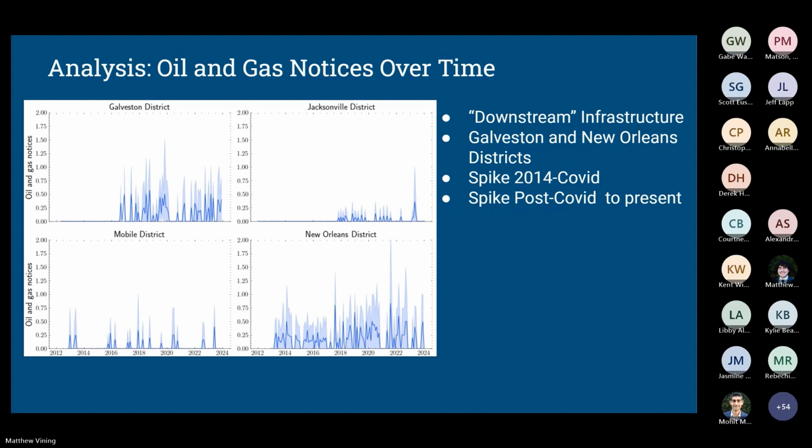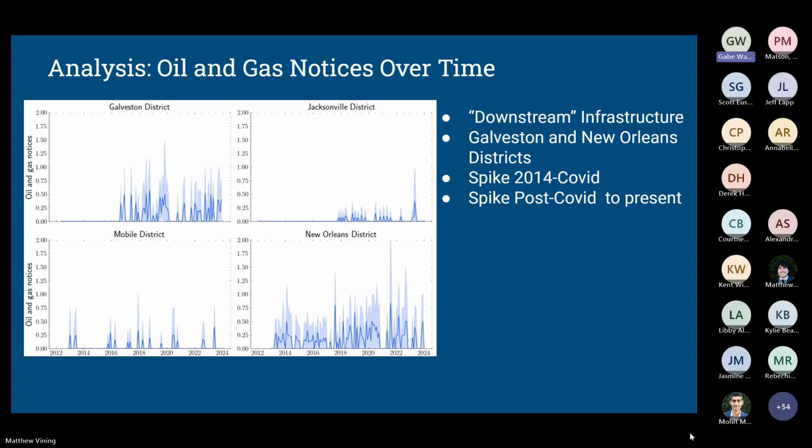We see that there's a big spike basically from 2011 roughly to 2014. 2014 to COVID, there's a big drop off in the number of projects proposed, and then there's a big spike post-COVID. Right now, the U.S. is at an all-time high for oil and gas production, and that results in such a large number of these downstream infrastructure projects, which are quite large and not only have considerations for greenhouse gas emissions, as well as impacts to wetlands and the people that live around them.